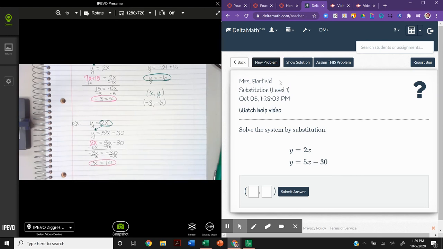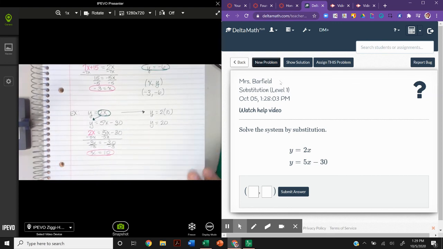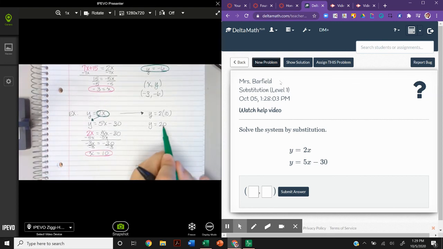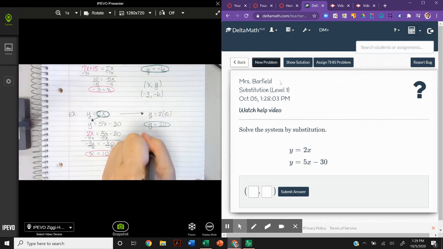Now I need to solve for y. I'm going to take the first equation, and instead of writing 2x, I'm going to replace the x with a 10. So y equals 2 times 10, so y equals 20. And now my final answer, I'm going to write it as a point, as 10 comma 20.